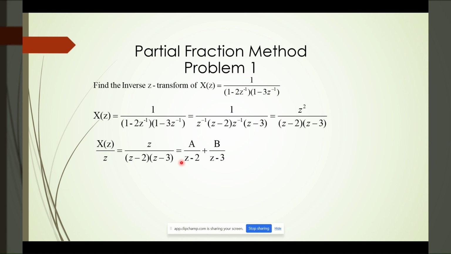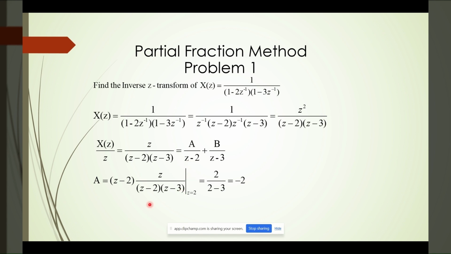By using the partial fraction method, two factors are there. So we split this into A by z minus 2 for the first one, and B by z minus 3 for the second one. To find the value of A, at z equal to 2, we have to evaluate the given function X of z by z. At z equal to 2, we have to multiply by z minus 2. Otherwise, it will become something divided by 0, which should not happen. So the usual methodology in partial fractions is to multiply by z minus 2 when finding the constant value at the pole z equal to 2.